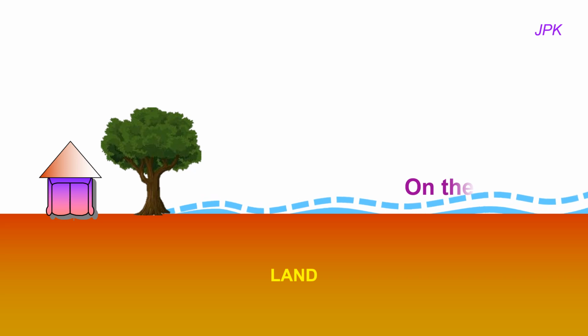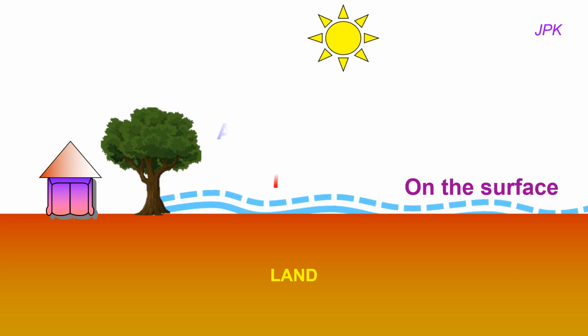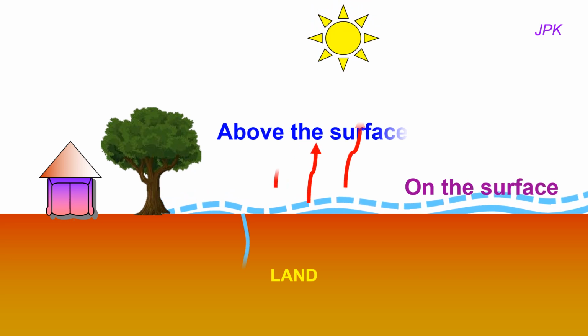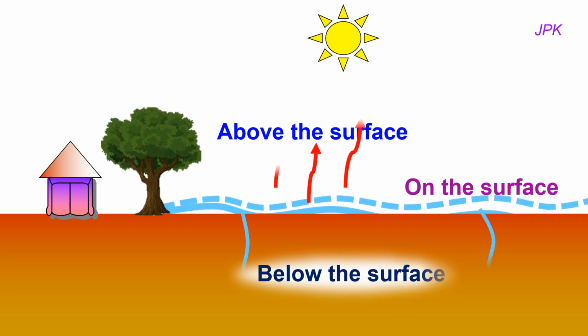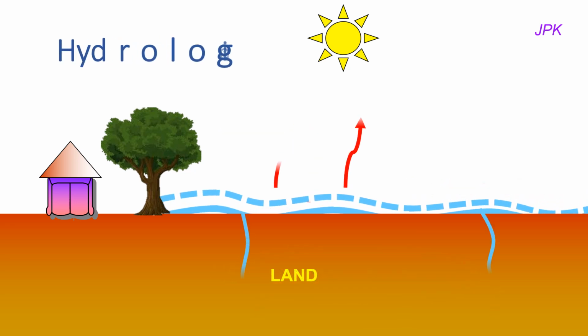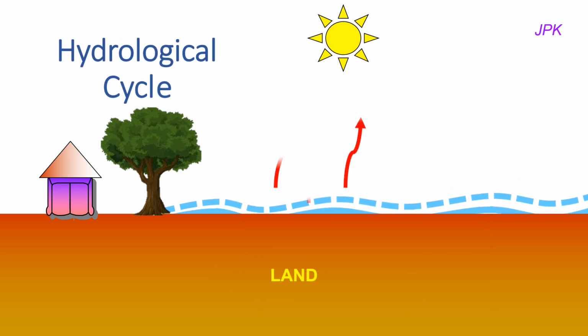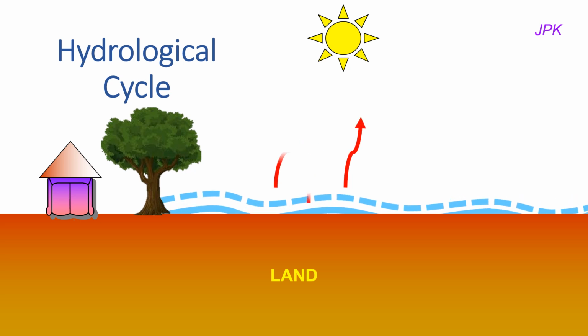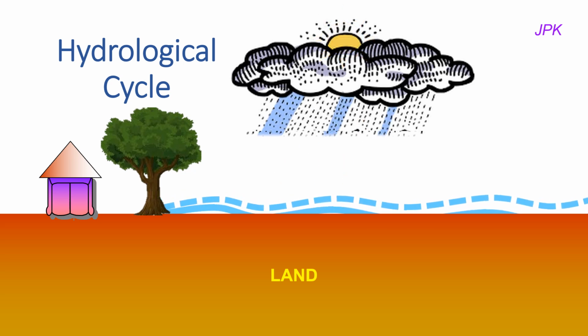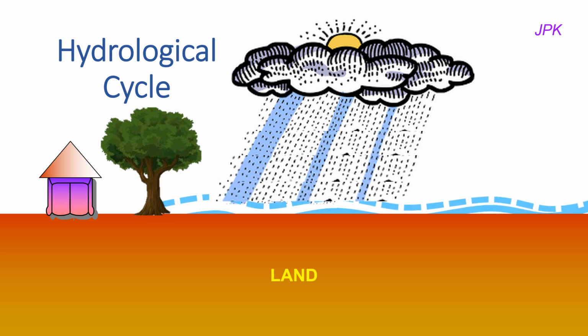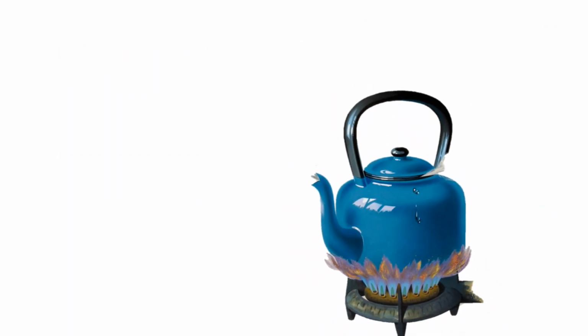This continuous movement of water on the surface, above the surface, and below the surface is referred to as the hydrological cycle. This occurs through three major processes, namely evaporation, condensation, and precipitation. This process can be demonstrated like this.